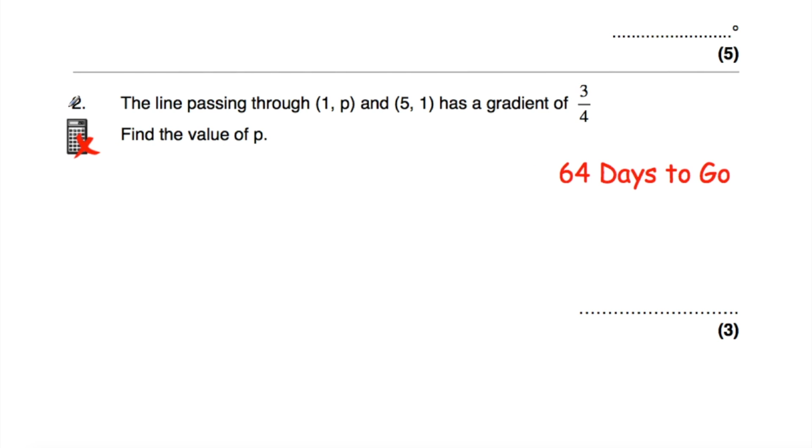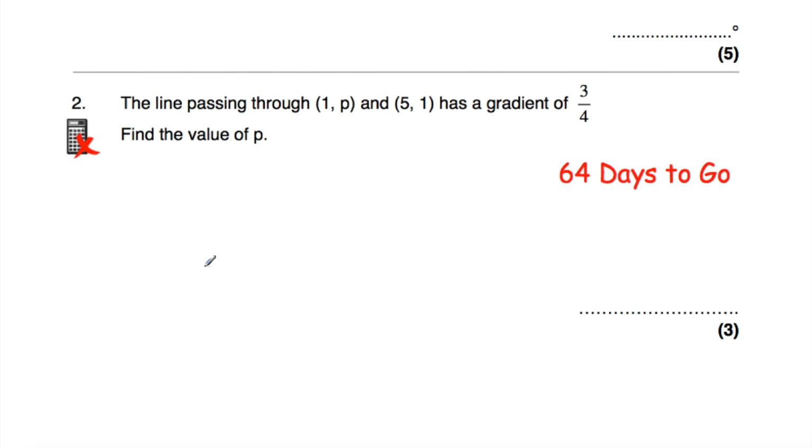Okay, let's have a look at question number 2. Question number 2 is on gradient, and we covered gradient with 64 days to go. We've got a line that passes through these 2 points, and we know its gradient. Remember, to find the gradient of a line, you do rise over run. You might want to do a little sketch, and you know the gradient's 3/4, so the line's going to be going up this way.